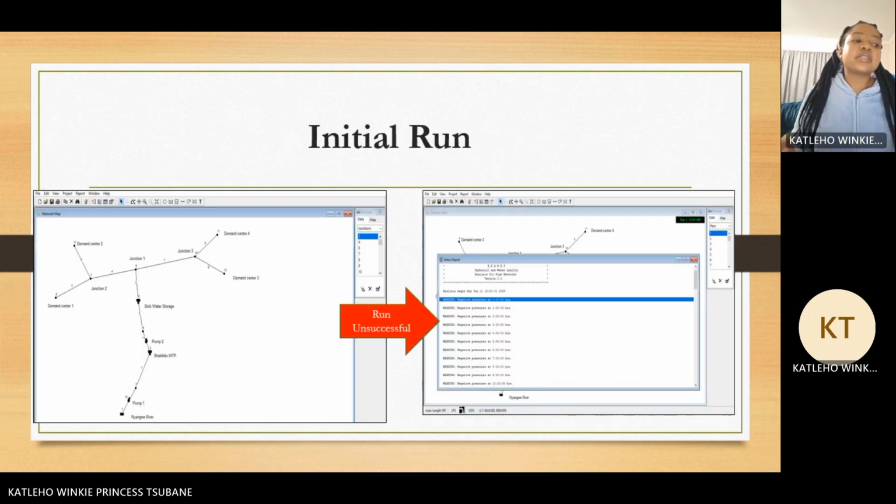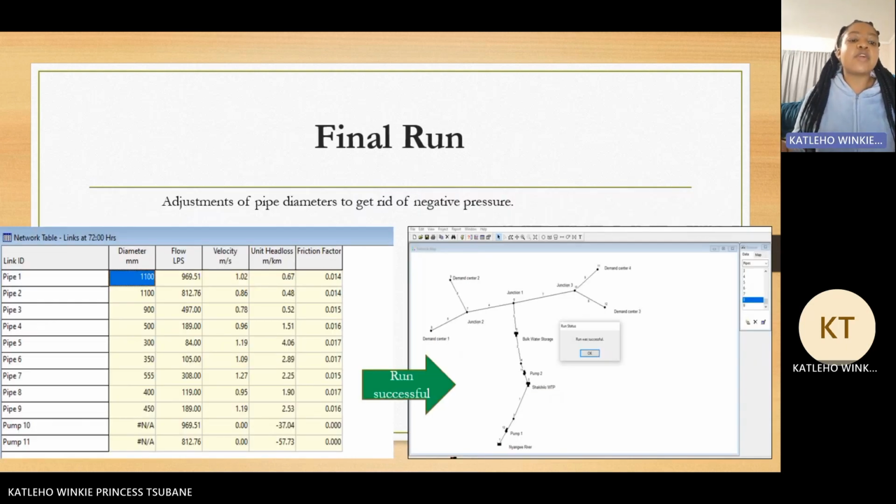After having set up all my nodes and my links and the relevant data into the software, I ran the initial run, and the run was unsuccessful. And the status report from the software was that this is due to negative pressure. And to get rid of this, I had to increase my pipe diameters. On the initial run, since there was negative pressure, this means that the flow of the fluid was too compressed, thus it was not flowing as it's supposed to. So in the second run, after having increased my pipe diameters, the run was successful.